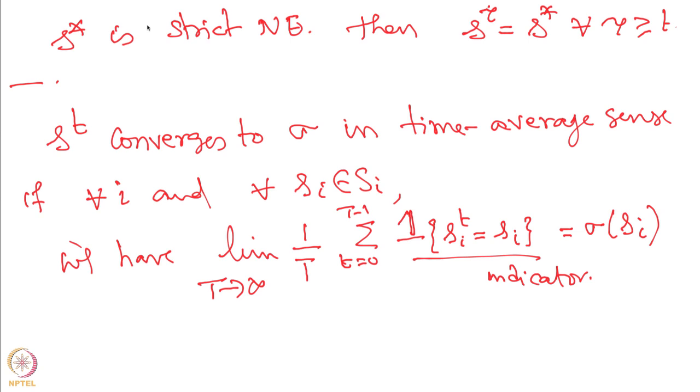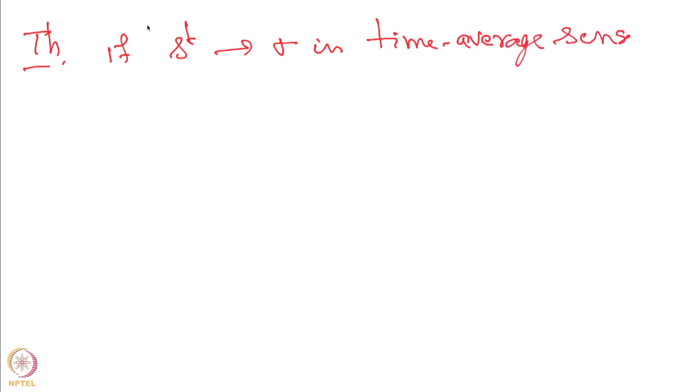If this particular term converges to sigma_i(s_i), then I will say that s^t converges to sigma in the time average sense. In other words, what we are saying is that mu_{-i}^t(s_i) converges to sigma_i(s_i). This is same as that, we can verify this one. Then again, another theorem says that if s^t converges to sigma in the time average sense, then sigma is a Nash equilibrium. So this is again not a very hard thing to prove.